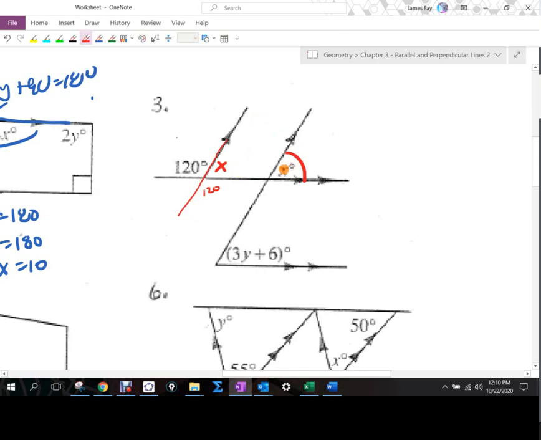Okay, so if this is X, you can move X here because they're corresponding. Could I have moved 120 right there because it's corresponding? Okay, so at some juncture, you have to move one of these two, but you end up with the fact that they're going to be supplementary, so X ends up being 60, right? So if X is 60, how do you go about solving for Y then?